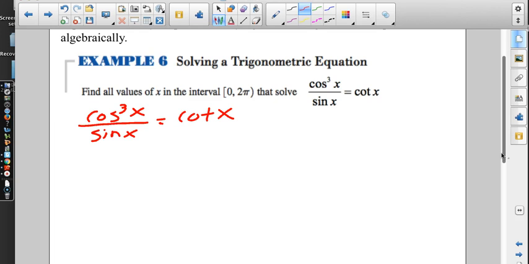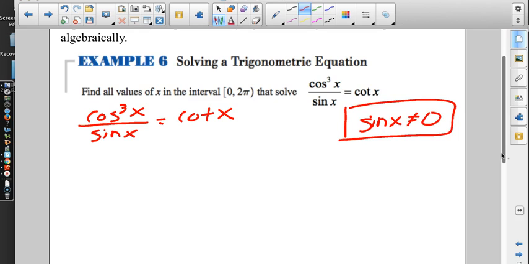Before I even get started, this one has a restriction on the domain. And that's because we're dividing. And we know we can't divide by 0. So my restriction in the domain has to be that the sine of x cannot be 0. And I look at that right away, just in case when I'm doing the math, something comes up that says the sine of x equals 0, I can say that's undefined right away. We can't divide by that.